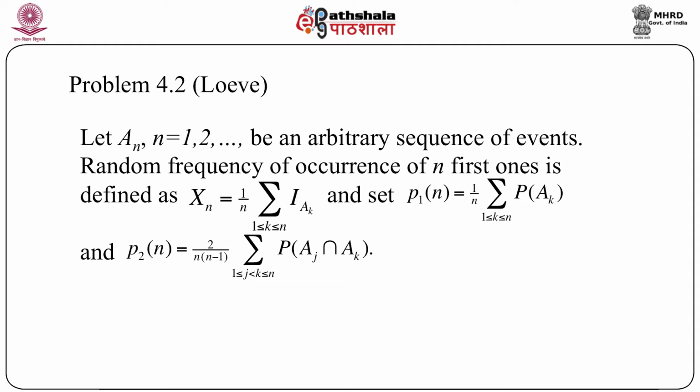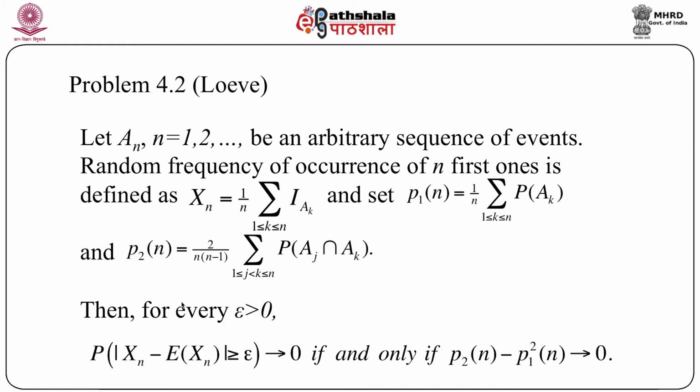So, given these expressions, the way we defined them, we can show that for every epsilon greater than 0, the probability of modulus of Xn minus expectation of Xn greater than or equal to epsilon goes to 0 if and only if this quantity p2n minus p1n square goes to 0. Now in the previous problem, Kolmogorov's inequality, we have seen a lower bound to the probability of modulus of x greater than or equal to epsilon. Here we see that this is kind of the same expression, because probably we consider the boundedness. So here we consider modulus of Xn minus expectation of Xn greater than or equal to epsilon, but this probability goes to 0 under a particular condition. In fact, this is both necessary and sufficient. This is very important.